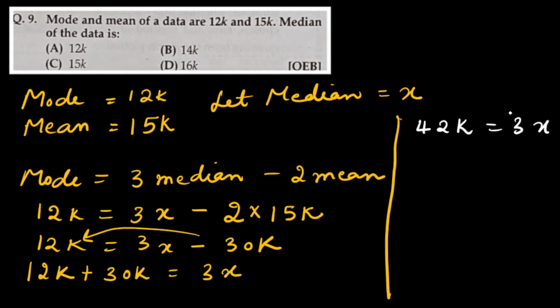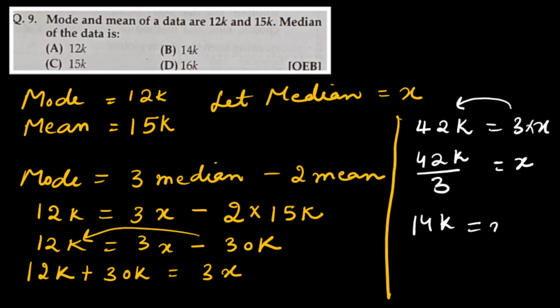Now x we have to find, so 3 will shift to the other side. So 42k divided by 3, because this 3 is getting multiplied, when we shift it to the other side it will get divided. When we divide, we get 14k as the answer. So x, which is median, is equal to 14k. So B option is the correct option. Many of you, Navya, Yatin, Shreyasi, have given the answer before me.